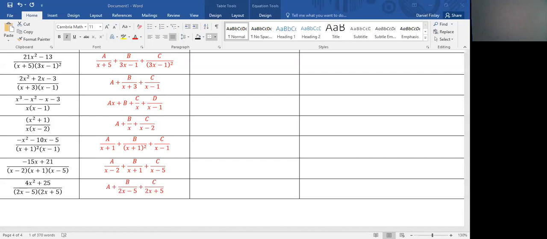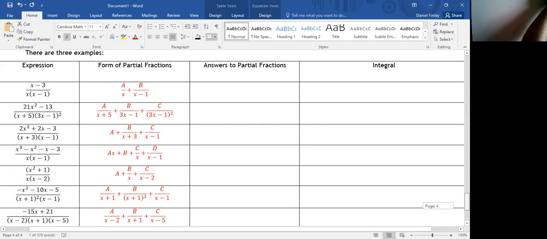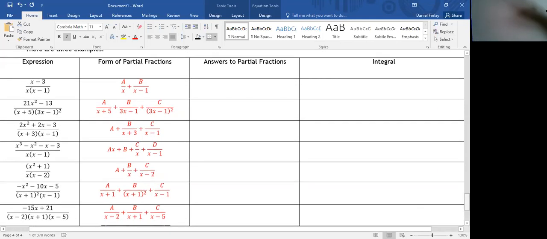The next thing I want us to do is fill in the next column where we actually work out what all those missing letters are. So I'll just do a couple of them with you, in particular the first four, and you can do the last four yourself. For that first one, I'll do this one in detail so you can see how it works.